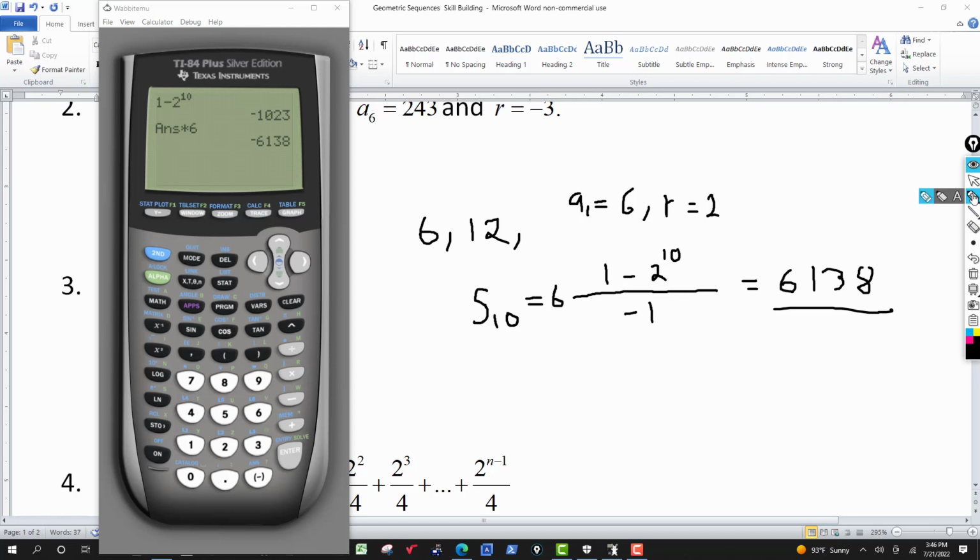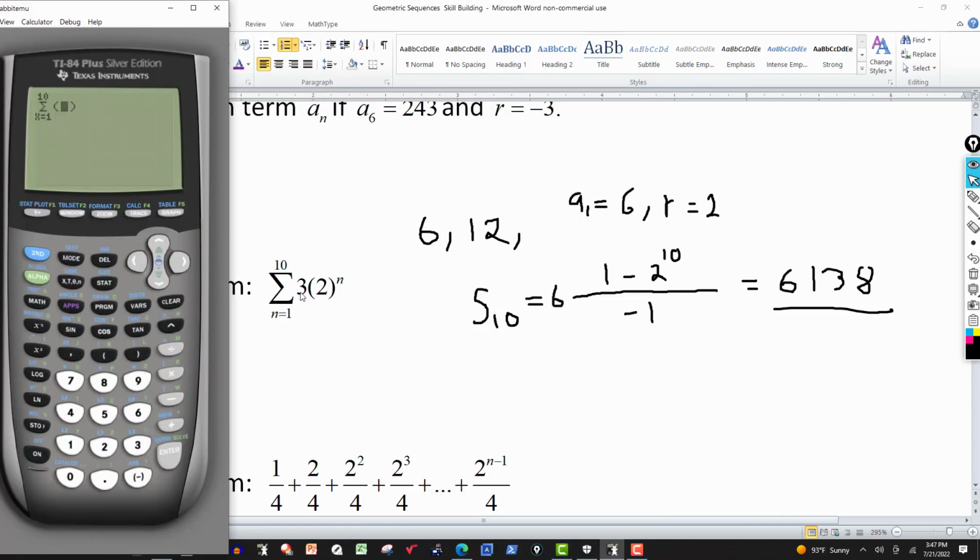Now sometimes in the exercises they might ask you to use a calculator. It could be large values or whatever. So let's look at this problem now. Look at math here. And then this one is summation. So let's put summation here. So this is x equal to 1 to 10.